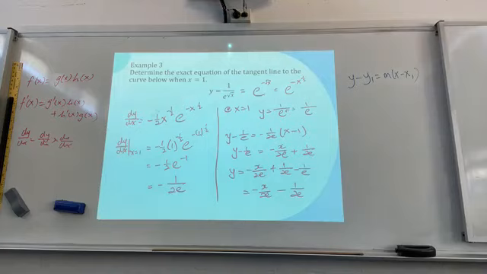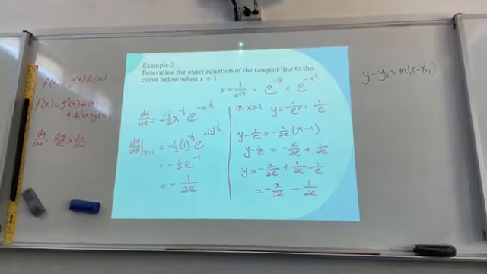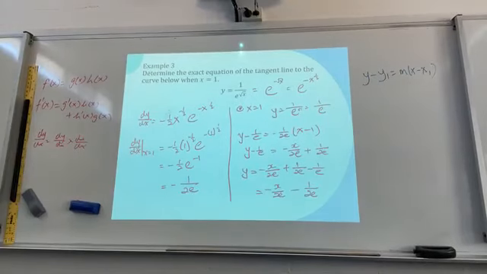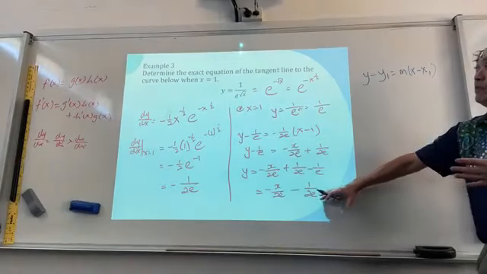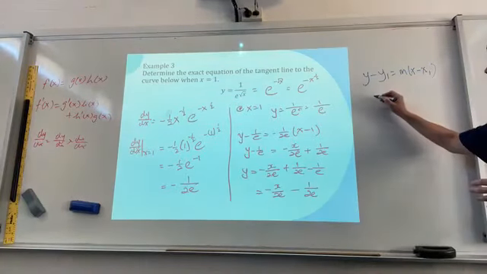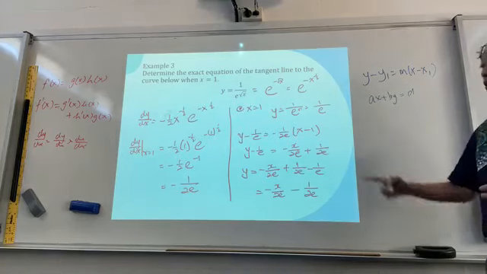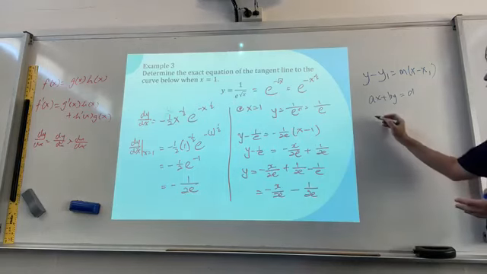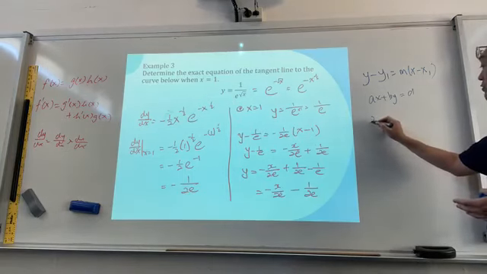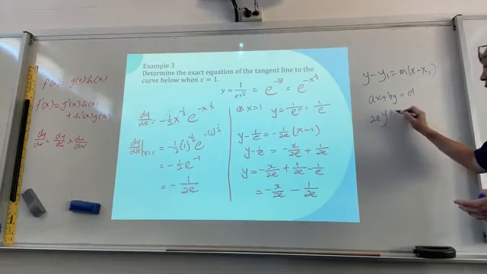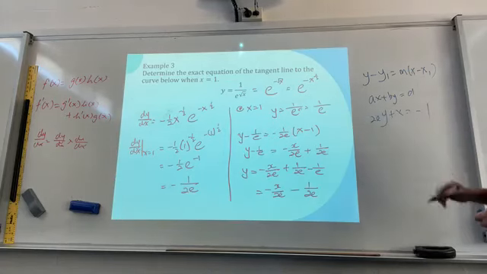Again, I would say, look at the question. The question may ask you to find the equation in a different form. If the question asks you to give the equation in the form ax plus by equals d, you know what to do. Multiply everything by 2e, so therefore you've got 2e times y plus x equals minus 1. You can do that. It depends on the question. It depends on what you're asked to do.